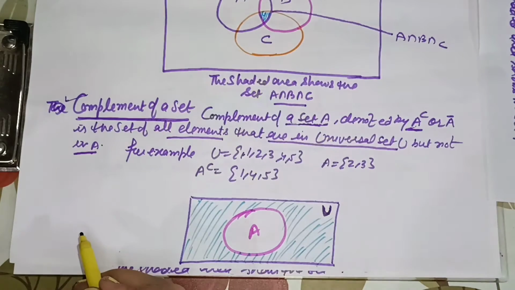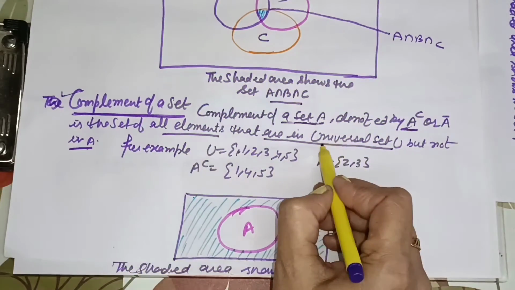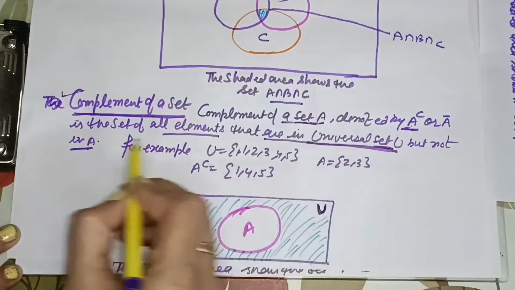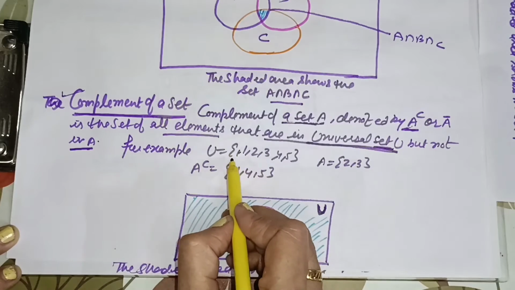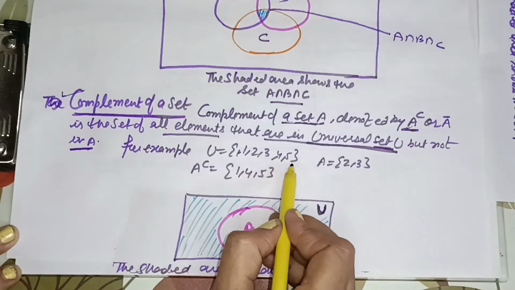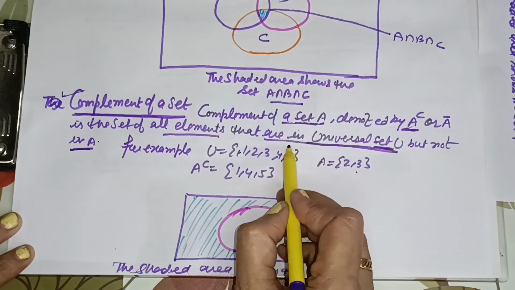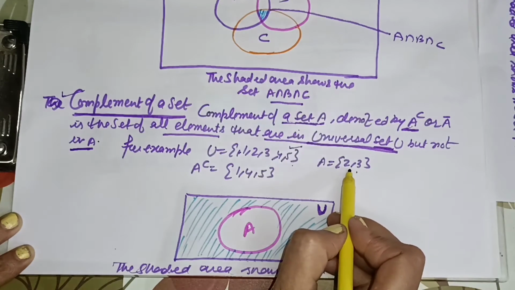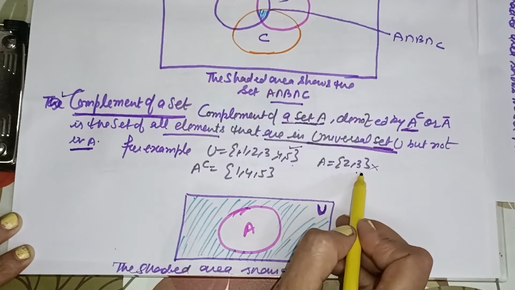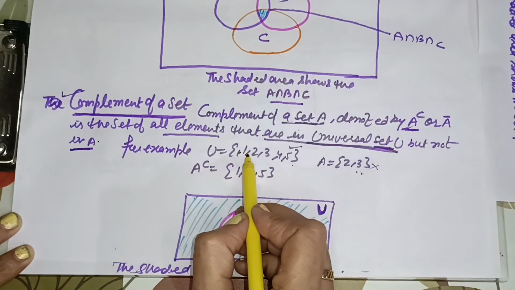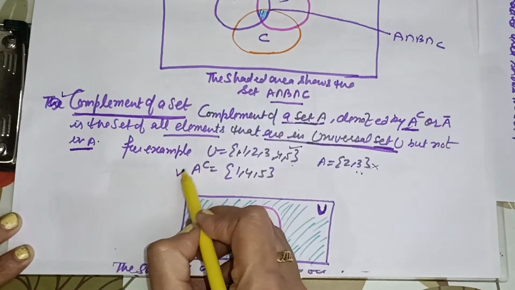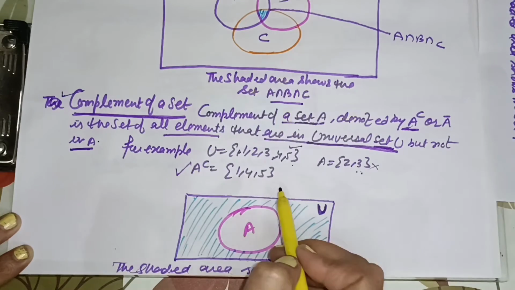If we are talking about set A, that means its complement consists of all the elements of the universal set but it does not contain the elements of A. For example, we have universal set {1, 2, 3, 4, 5} and A is {2, 3}. We have to take all the elements of the universal set which are not in A. That means we will ignore 2 and 3. The remaining elements in the universal set are 1, 4, 5. So A complement is equal to {1, 4, 5}.